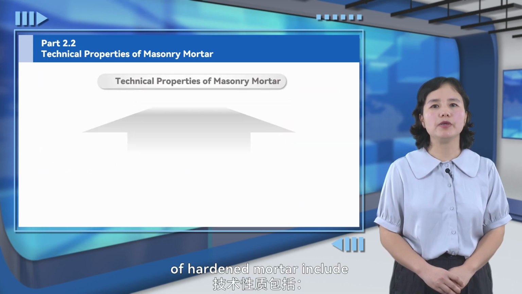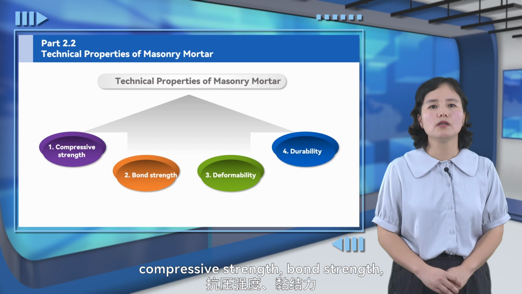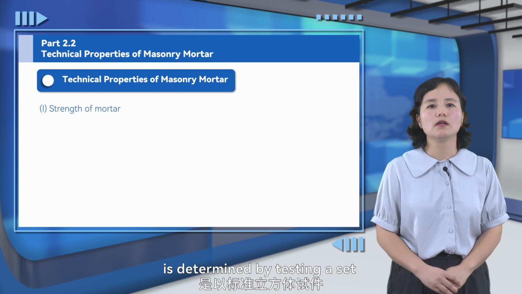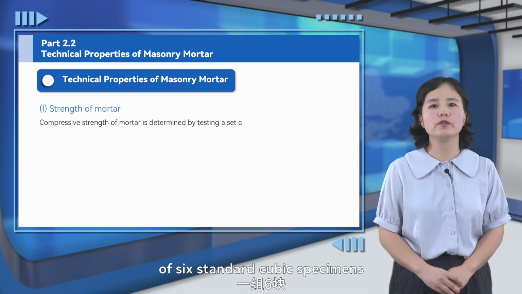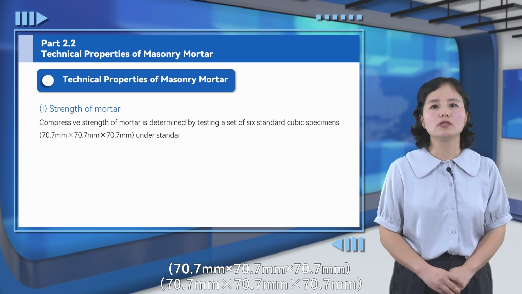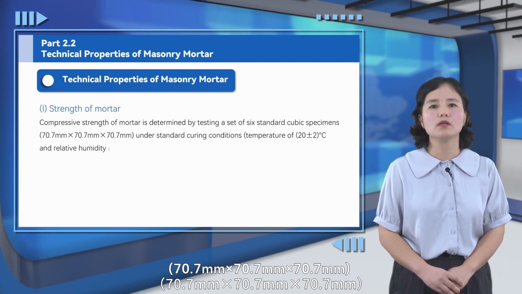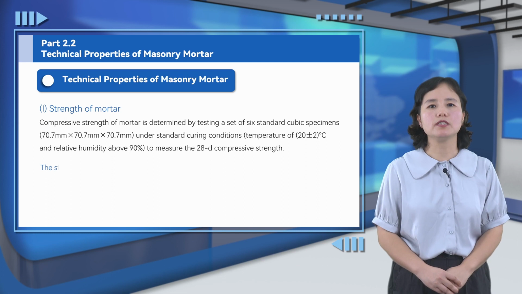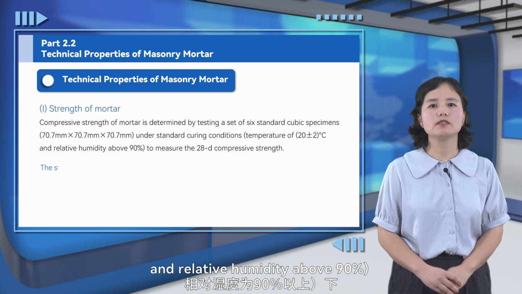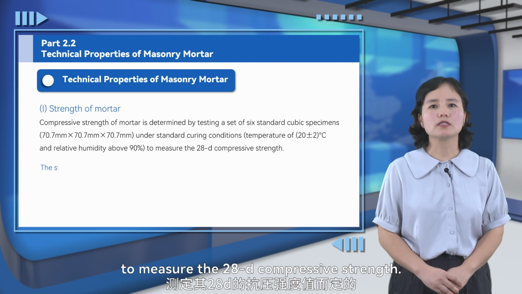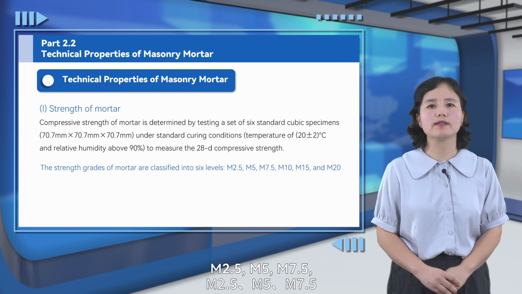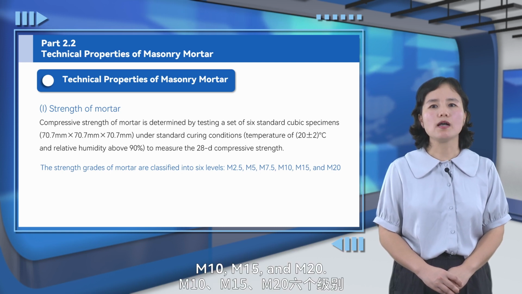The technical properties of hardened mortar include compressive strength, bond strength, deformability, and durability. The compressive strength of mortar is determined by testing a set of 6 standard cubic specimens, 70.7 mm times 70.7 mm times 70.7 mm, under standard curing conditions, temperature of 20 plus or minus 2 degrees and relative humidity above 90%, to measure the 28-day compressive strength. The strength grades of mortar are classified into 6 levels: M2.5, M5, M7.5, M10, M15, and M20.